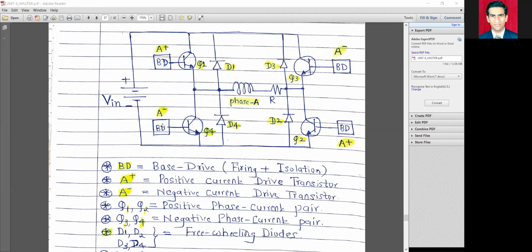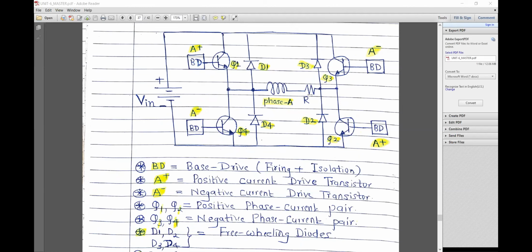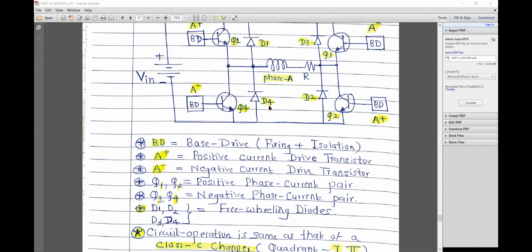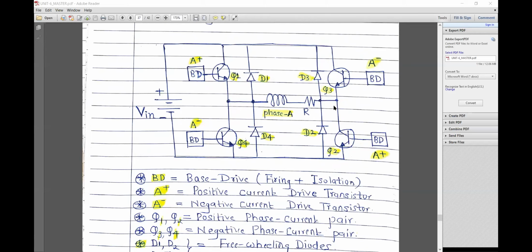Q3, Q4 are meant for negative current, so they have been denoted as A minus. Is it clear? Yes, sir. So Q1, Q2 are the positive phase current pair and Q3, Q4 are the negative phase current pair, and D1 to D4 are freewheeling diodes. Okay. Is it clear? Yes, sir.